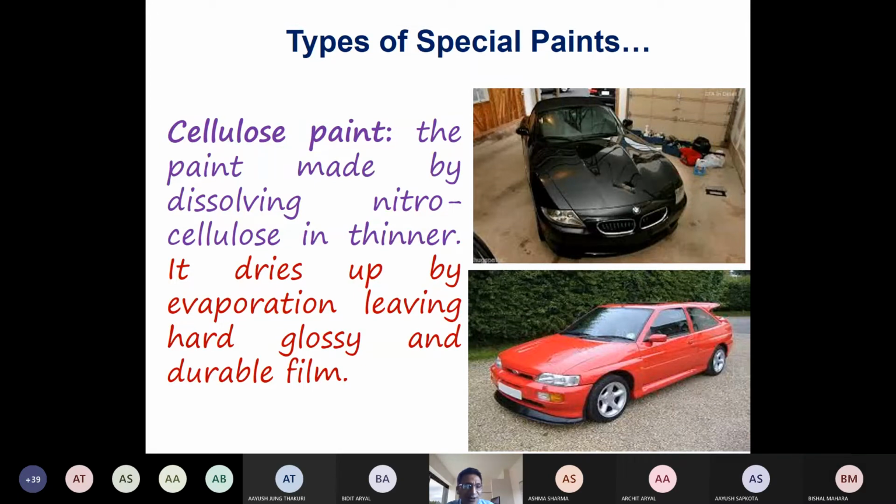Now cellulose paint, the paint made by dissolving nitrocellulose in thinner. It dries off by evaporation, leaving a hard and glossy and durable film. It contains nitrocellulose in thinner, dries off by evaporation, leaving a hard, smooth, shiny and durable film. So mainly used as shown in the figure.